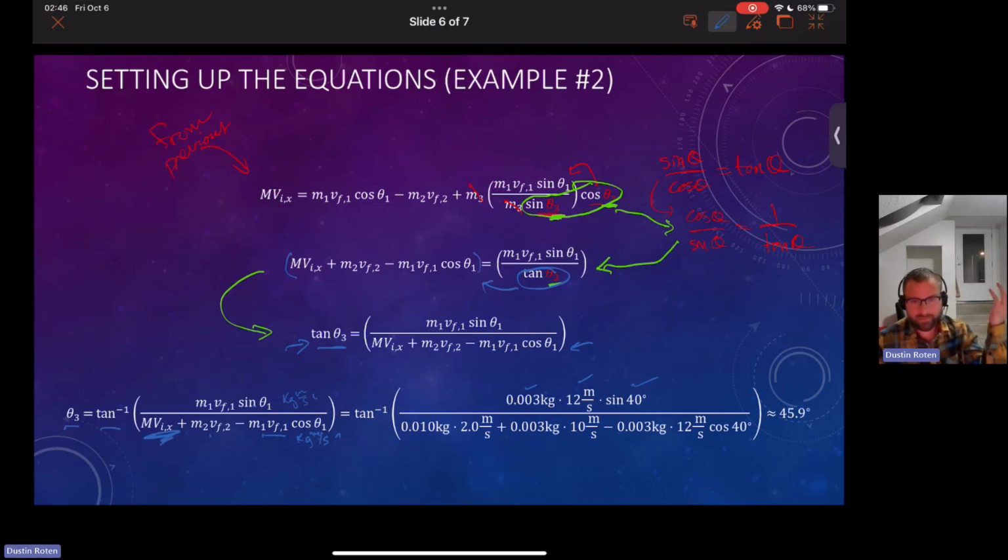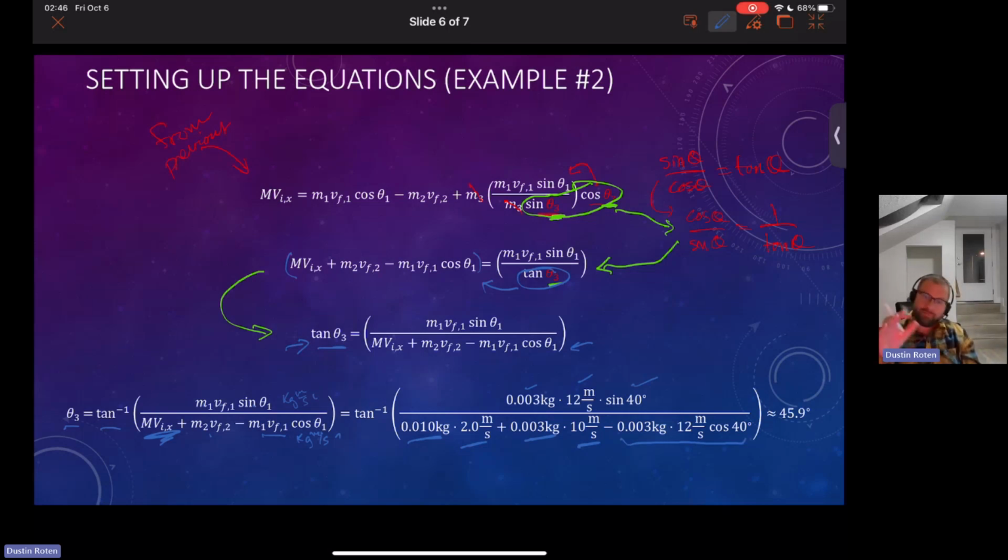This is before the explosion. This is our initial condition. We know what that is because we're given that in the problem. And then we also have the mass and the velocity of the second piece of this object after the explosion. And then we also have all the information for the first piece. So it looks like we're good to go.